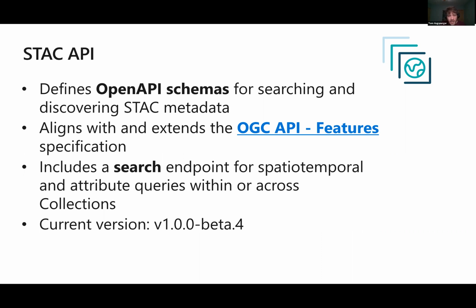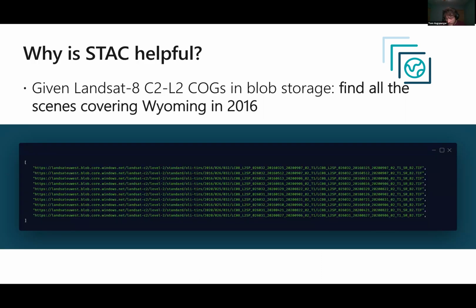And we'll see that in action, but just as a little preview, imagine that you've gone through all the work, or we have gone through all the work, of getting files into Azure Blob Storage in analysis ready format. So these are cloud optimized GeoTIFFs for Landsat 8, collection 2, level 2. And now you want to answer a basic question like, give me all the COGs covering Wyoming in 2016.